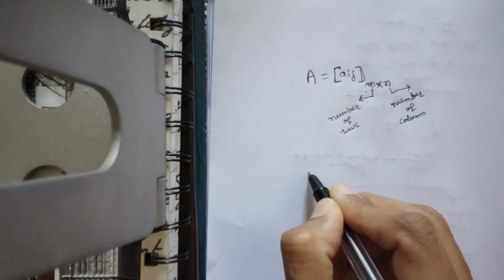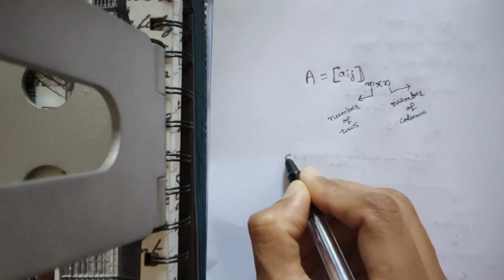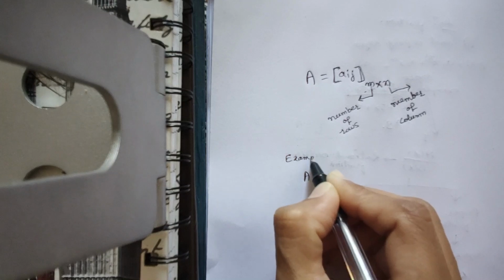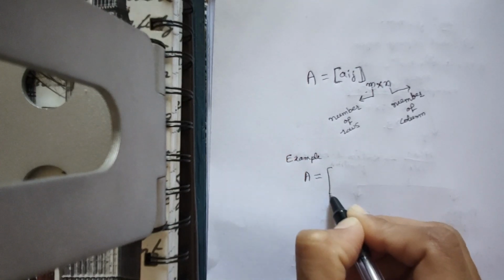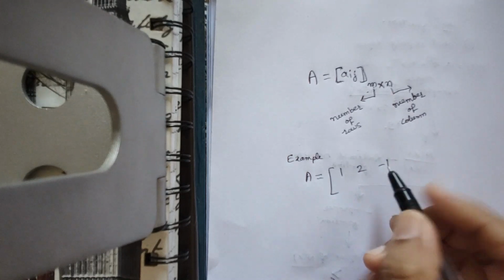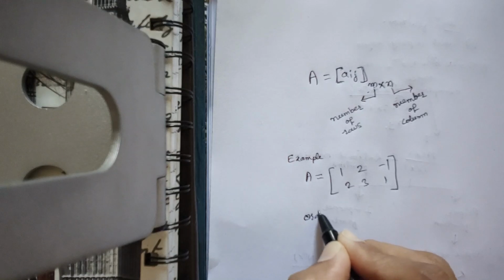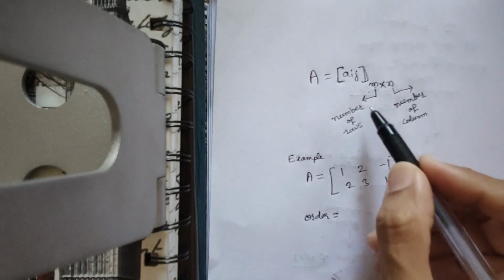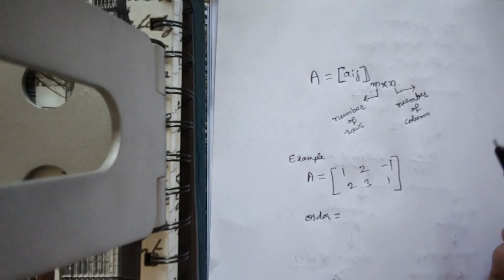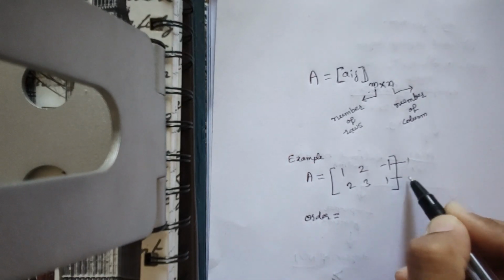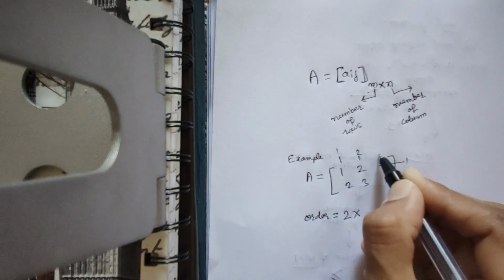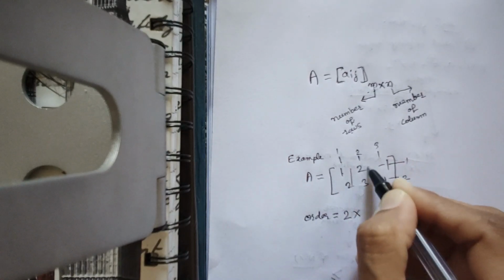So an example: suppose I have a matrix A. I'm just writing an example here. Suppose it is like that. If I want to find the order of this matrix, what will I do? I'll count the number of rows first. How many rows are there? 1, 2. So 2 rows, multiplication sign, and how many columns? 1, 2, 3. 3 columns are there. So 2 by 3 is the order of the matrix.